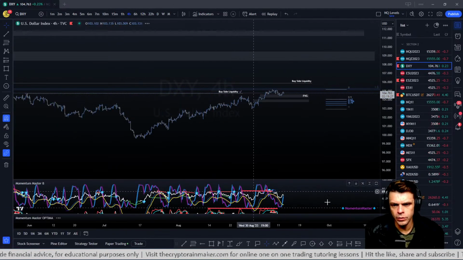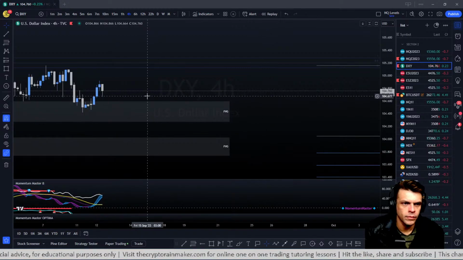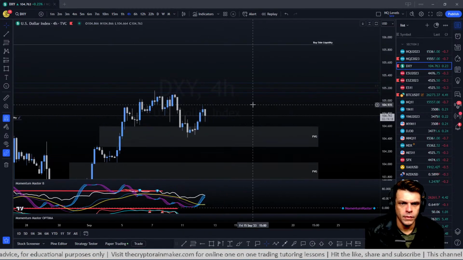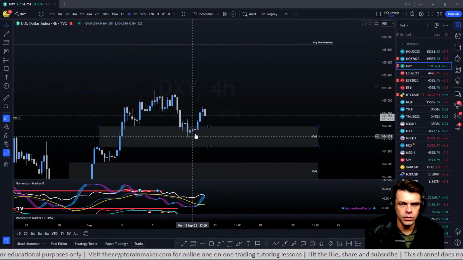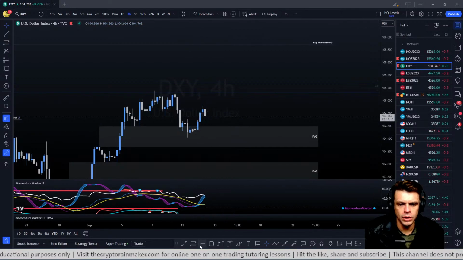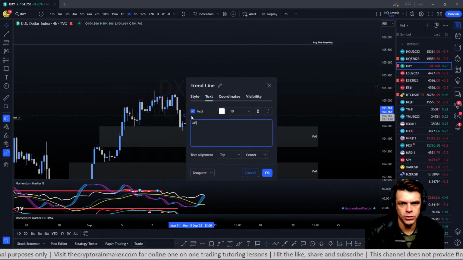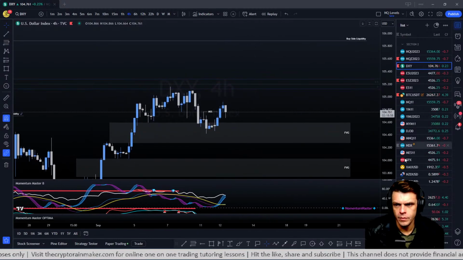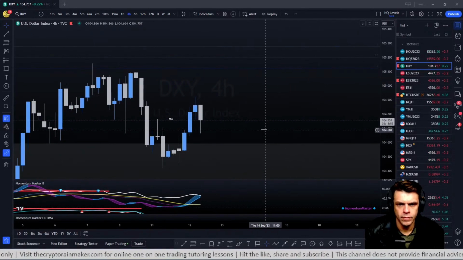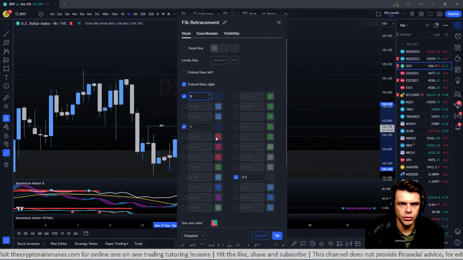Have a look at the 4 hour. Okay, so they just kind of came into the liquidity right here and into this inefficiency, and then displaced to the upside past the most recent lower high. So that is a market structure shift. Okay, let's get a Fibonacci on this. Just tap into the discount area.